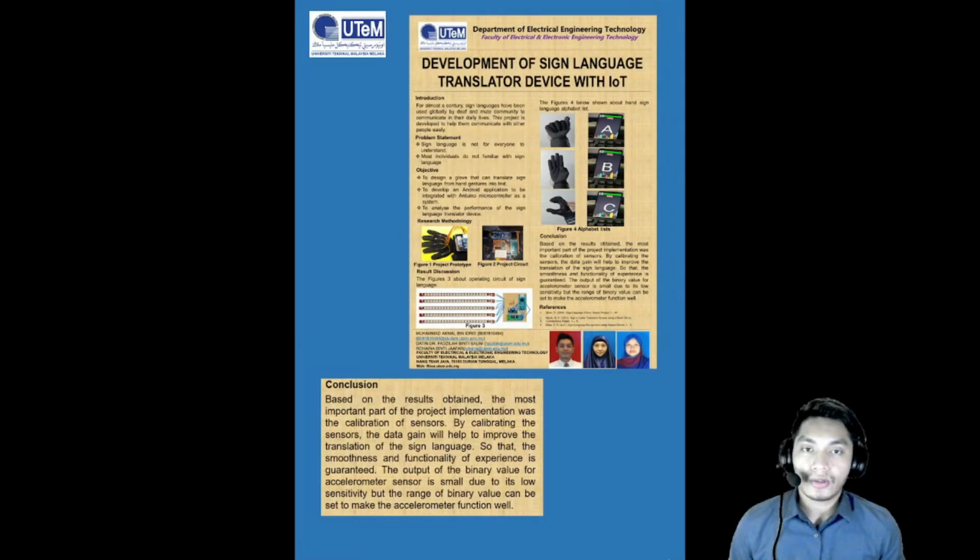The conclusion for this project, the development of the sign language translator device, is as follows. Based on the results obtained, the most important part of the project implementation was the calibration of the sensors. By calibrating the sensors, the data gained will help to improve the translation of the sign language, so that smoothness and functionality of the experience is guaranteed. The binary value output of the accelerometer sensor is small due to its low sensitivity, but the range of binary values can be set to make the accelerometer function well.